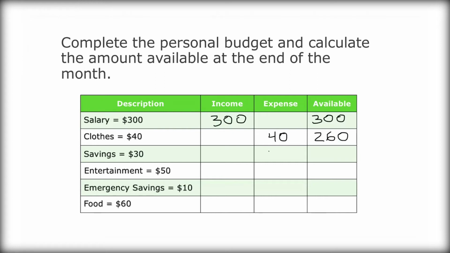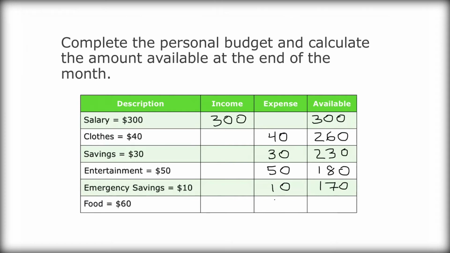Then I'm going to have savings. In order for me to save, I have to put money away, so that is another expense that subtracts from the available balance, and now it's going to be 230. Then we have entertainment, which is also an expense of $50, and that makes the available balance 180. And then we have emergency savings, which is again putting money away, so that's another expense that makes our total 170.